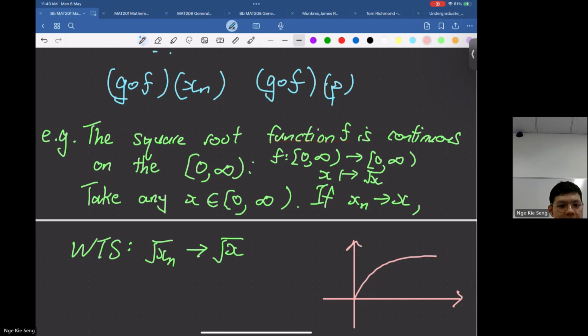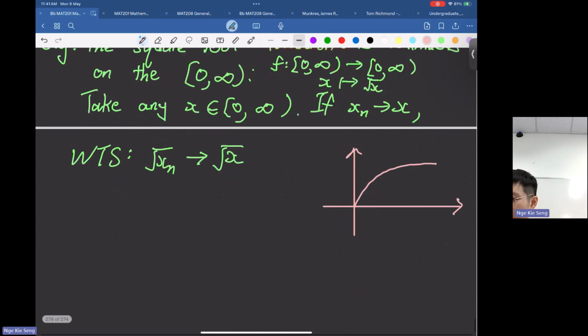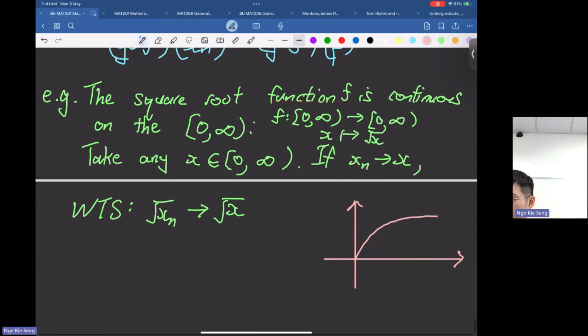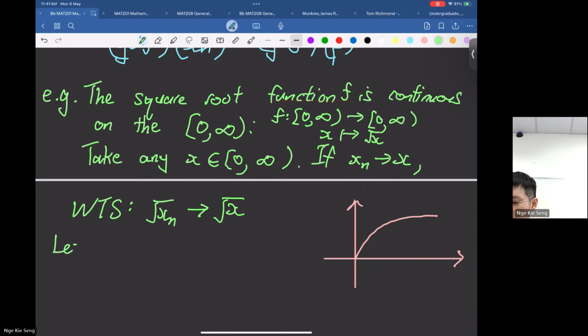So I think let's break into two cases. Okay, let's break into two cases. Later I will tell you why we break into two cases. Let's see x equals 0 and x greater than 0. Okay, so let's see why I break into two cases here.